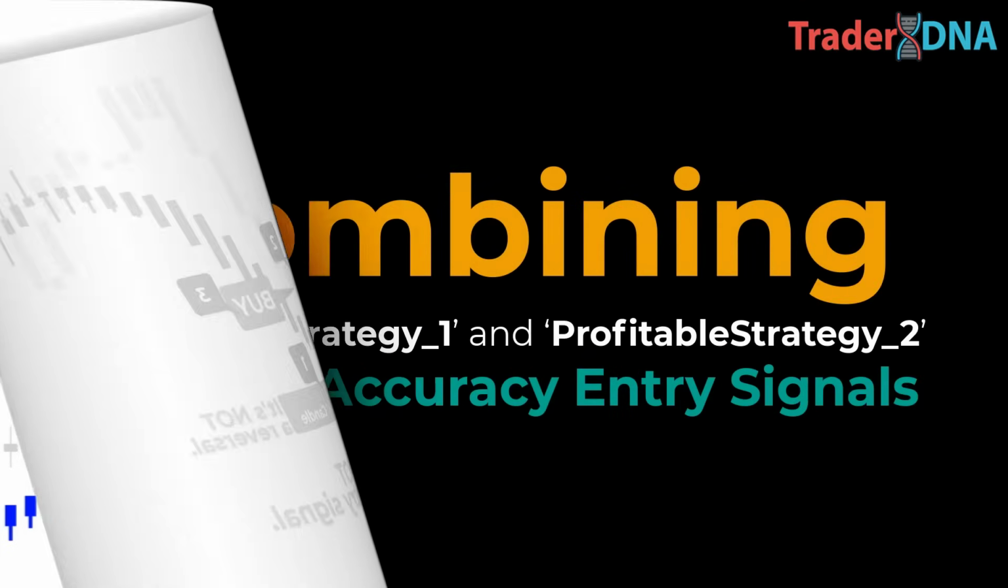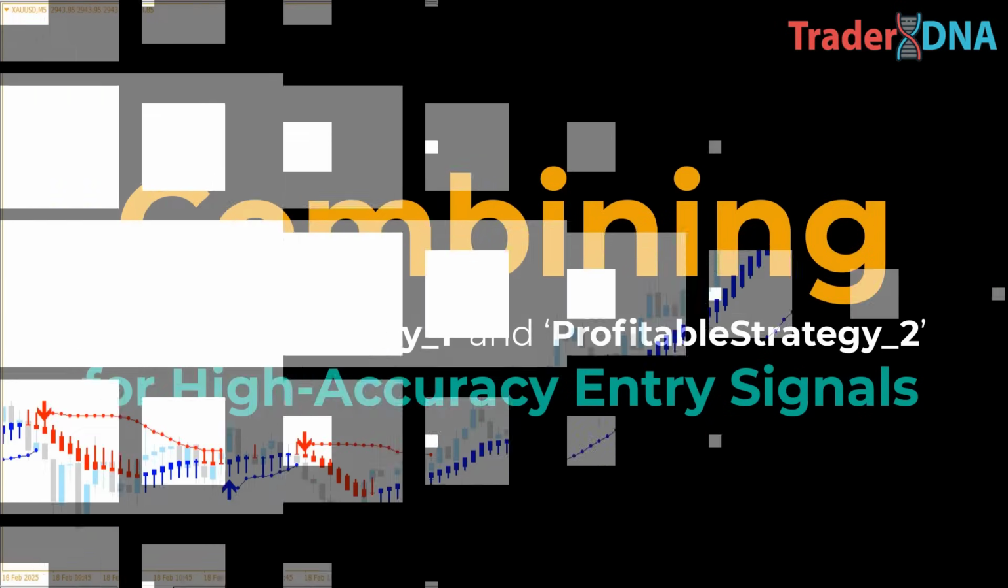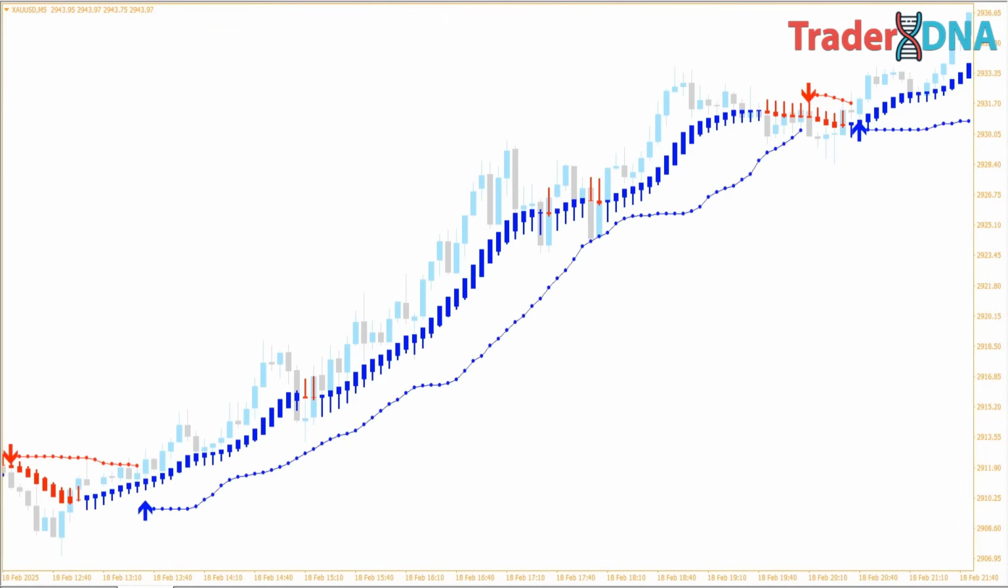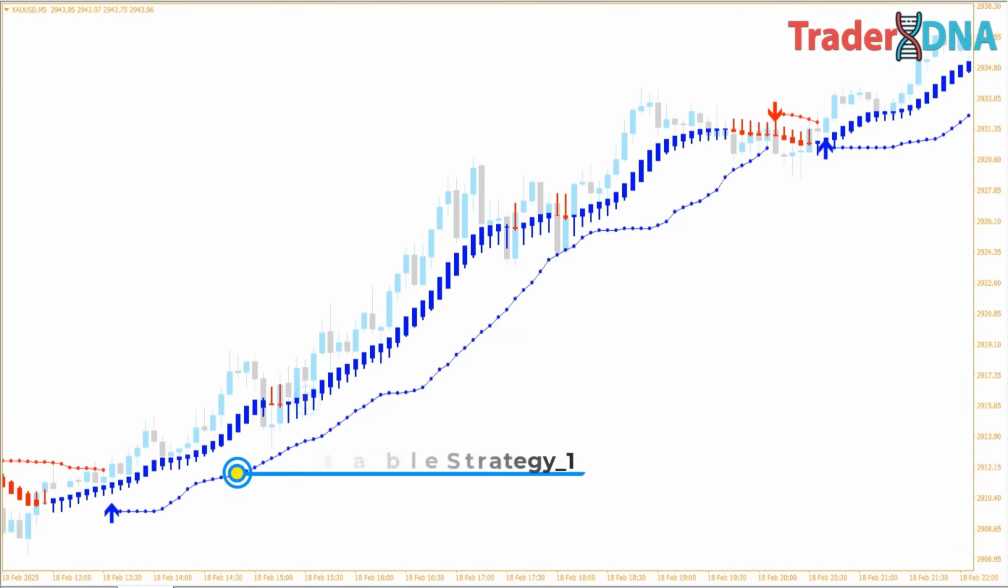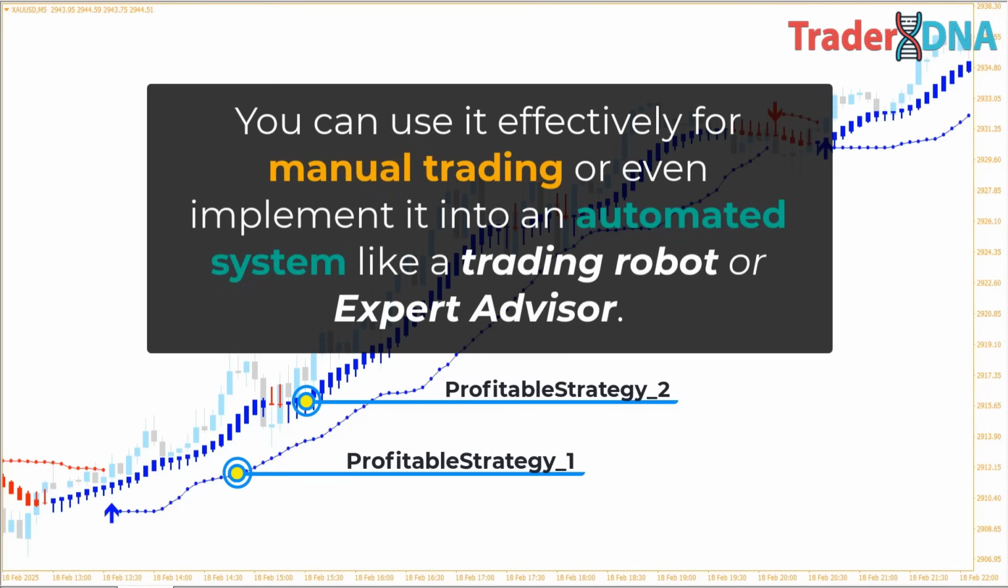Combining profitable strategy indicator 1 and profitable strategy indicator 2 for high accuracy entry signals. Now let's take things to the next level. I'm going to show you how to combine profitable strategy indicator 1 and profitable strategy indicator 2 to identify high accuracy entry signals. Of course, this combination can be applied to various trading strategies, but today I'm going to introduce a strategy that is not only highly accurate, but also incredibly simple to understand. This means you can use it effectively for manual trading or even implement it into an automated system like a trading robot or expert advisor.